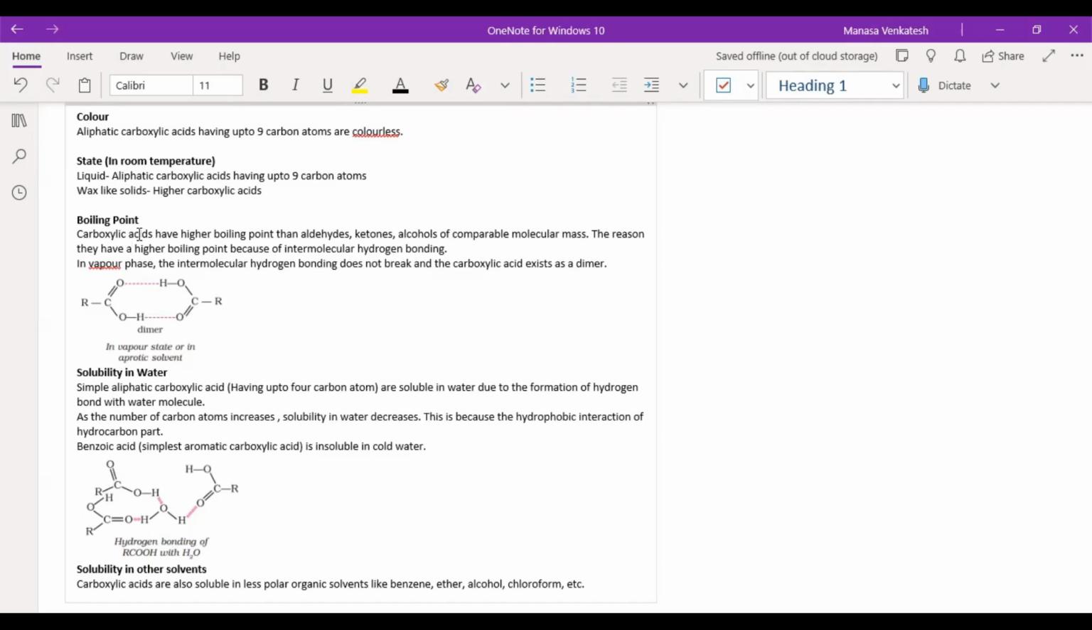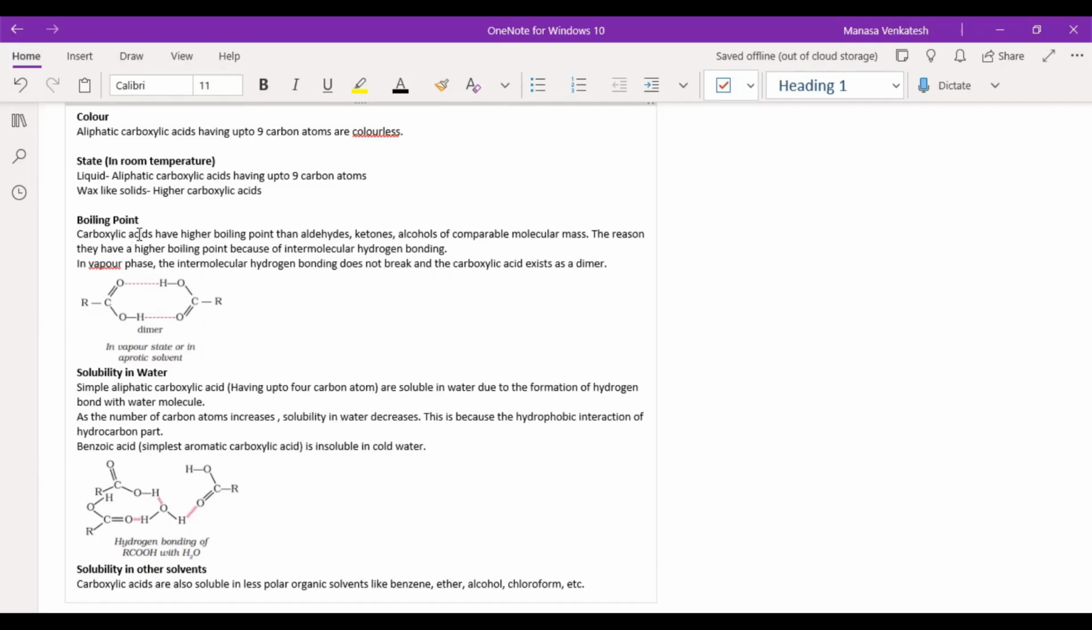Next is solubility in water. As we know, they have the ability to form hydrogen bonds. So the simple aliphatic carboxylic acids will be able to dissolve in water.